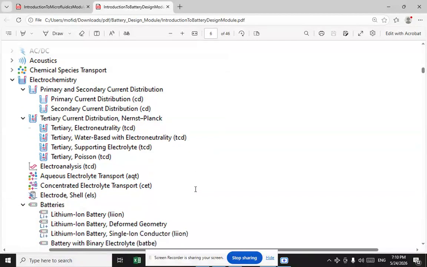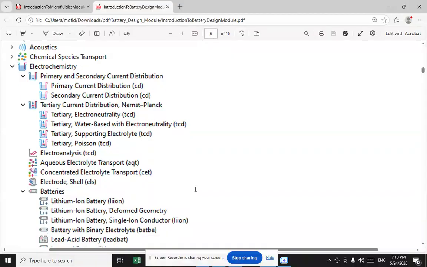You see, we have electrochemistry, and the sub-branch is primary and secondary current distribution: primary current distribution, secondary current distribution, tertiary current distribution, Nernst-Planck, tertiary electroneutrality, tertiary water-based with electroneutrality, tertiary supporting electrolyte, tertiary Poisson.